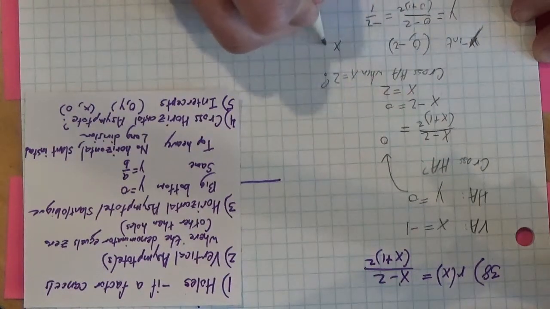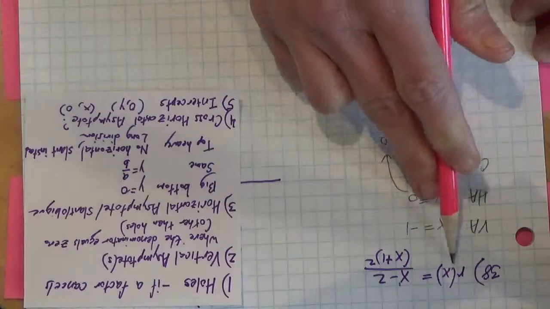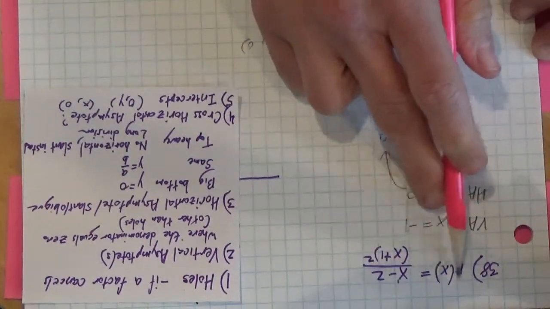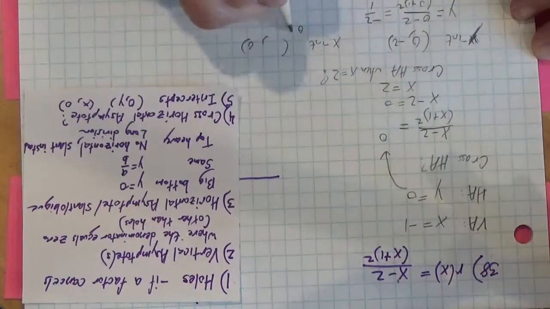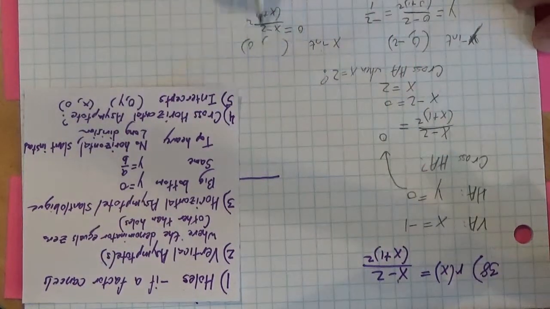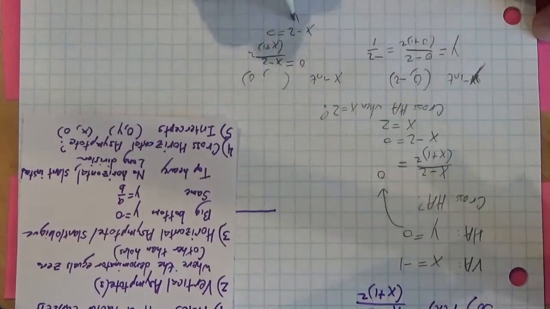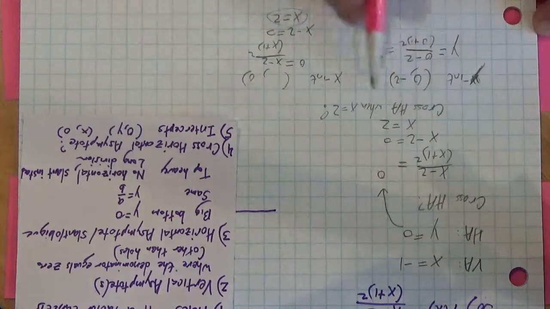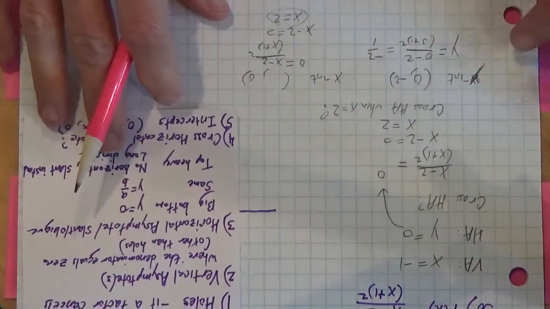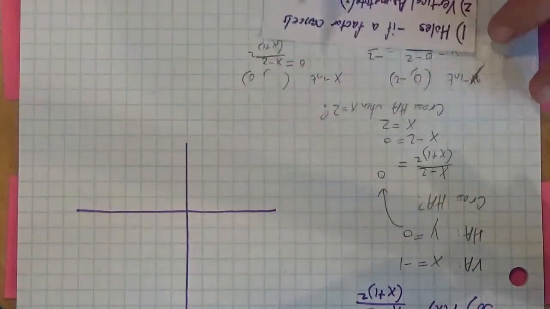And then the x-intercept will happen when the y is 0. So this is the y equals, right? So 0 will equal x minus 2 over x plus 1 squared. Cross multiply, x minus 2 equals 0. Yes, we already solved this. It's the same place where the horizontal crosses. So, okay, that's fine. So we'll plot what we've got.